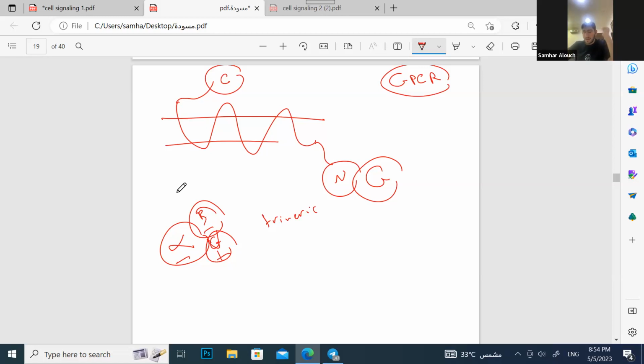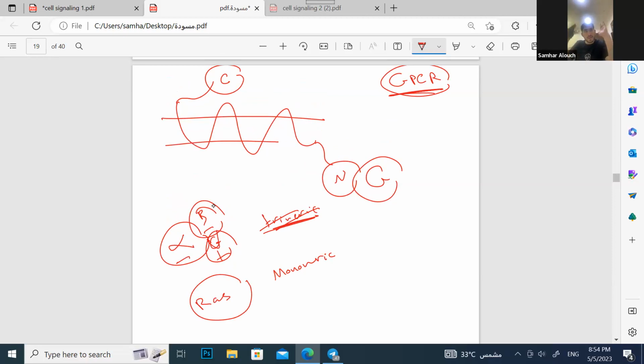We have another G protein, which also binds to G protein coupled receptor, but it's not trimeric. No, it is monomeric. Monomeric means that it's made of 1 subunit, and that subunit is Ras. Not alpha, not beta, not gamma. Something called Ras. Ras G protein. So we have 2 types of G protein.